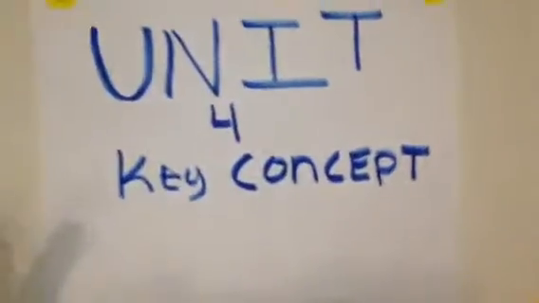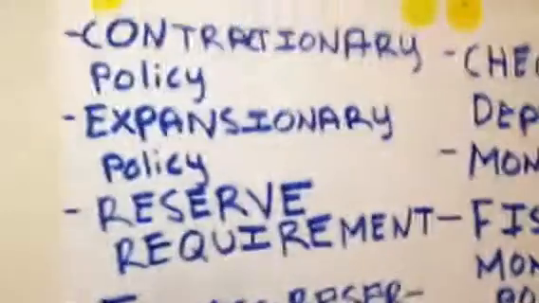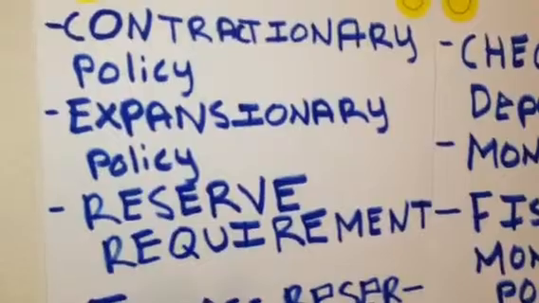I'm Gustavo Rodriguez, and today we'll be going over a few FRQ questions, and we're going to take a closer look at Unit 4 key concepts. Contractionary policy is used by the government during inflation to reduce the AD and therefore reduce the GDP. Expansionary policy is used by the government during a recession to increase the AD, therefore increasing the GDP.